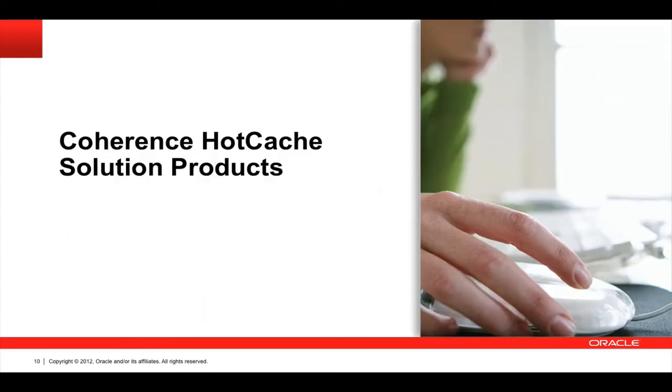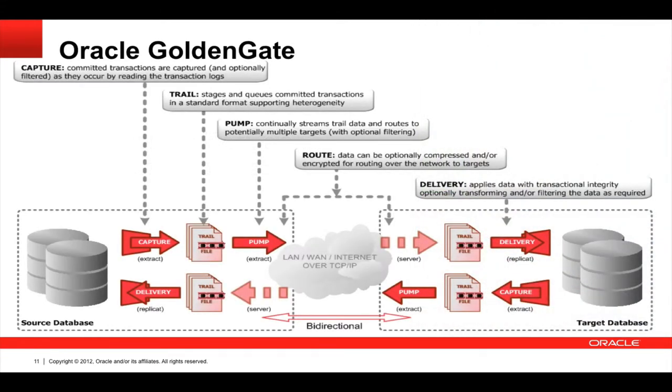Let's take a look at the products that comprise our hot cache solution. First, we have Oracle GoldenGate, which is a change data capture product that captures changes from a source database and can transmit them to a target database. At least this is what the most common usage is.